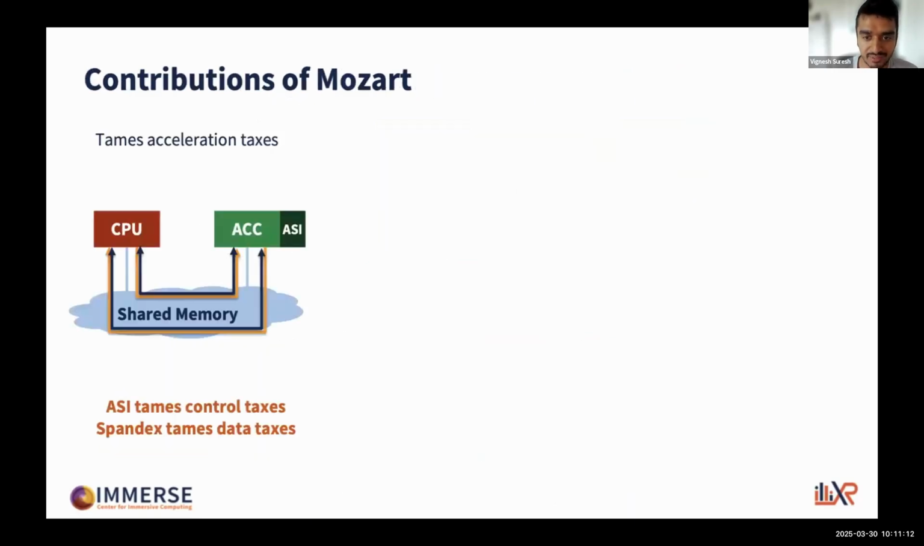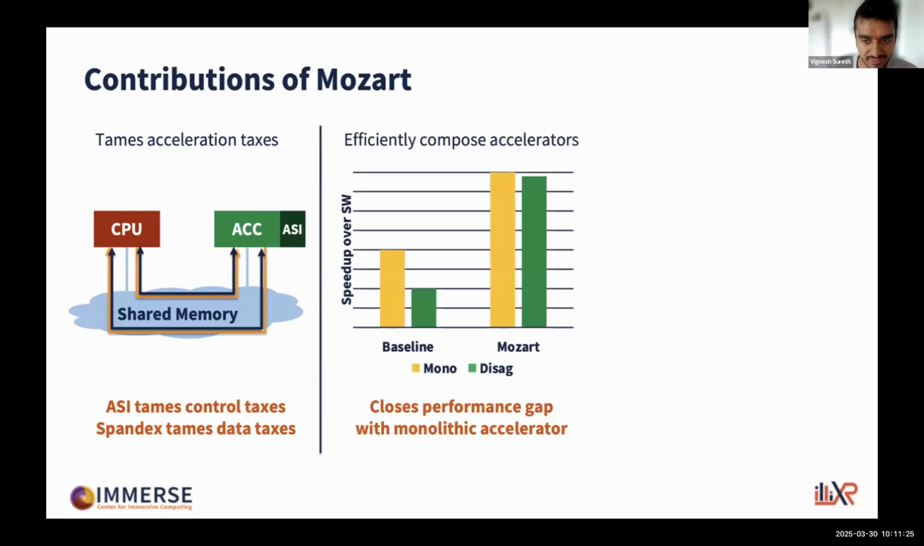In summary, Mozart shows that we can tame acceleration taxes by leveraging shared memory as a general interface. Specifically here, ASI tames the control taxes and Spandex tames the data taxes. By taming the acceleration taxes, we showed in our paper that Mozart can efficiently compose disaggregated accelerators, and shows that we can close this performance gap between disaggregated and a monolithic system.